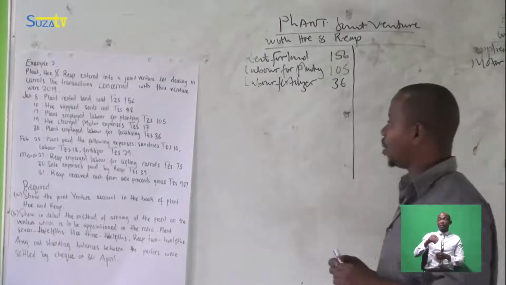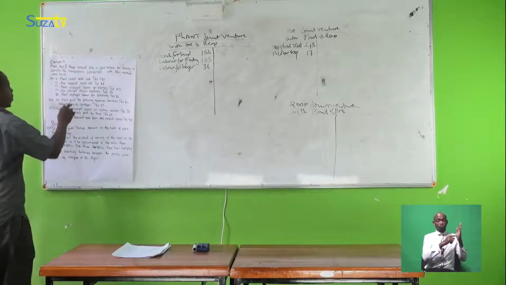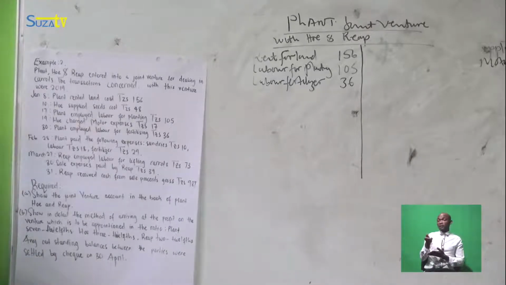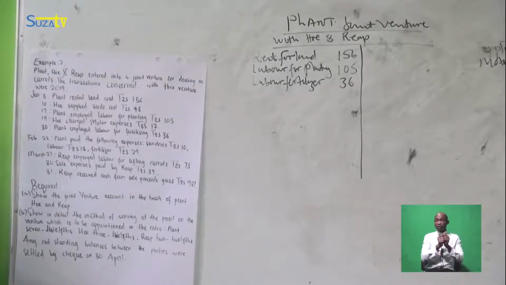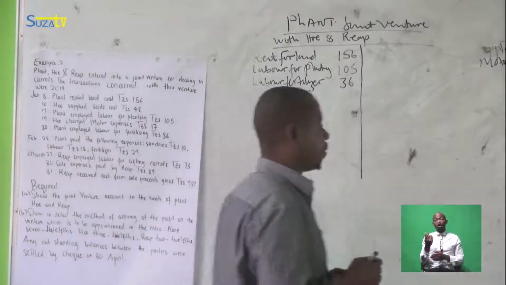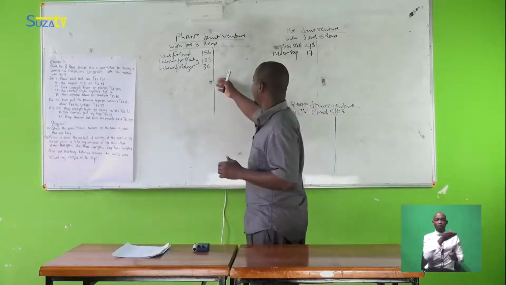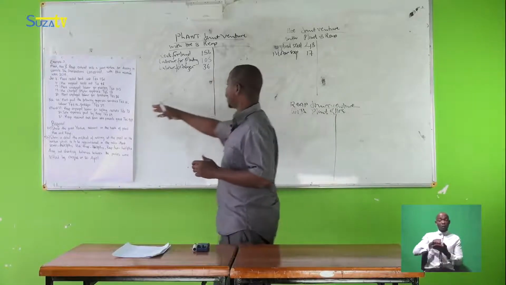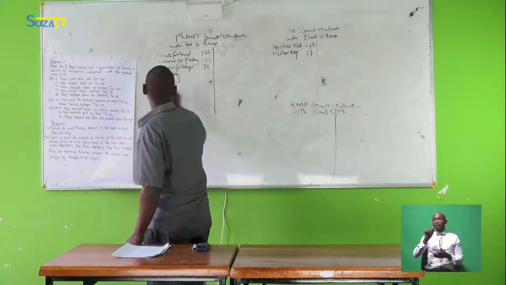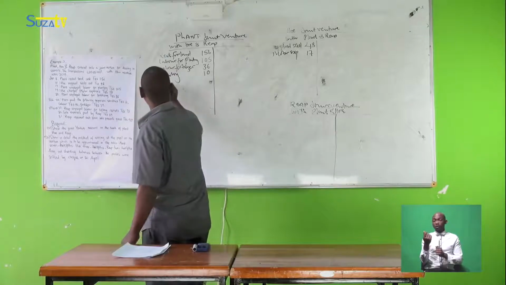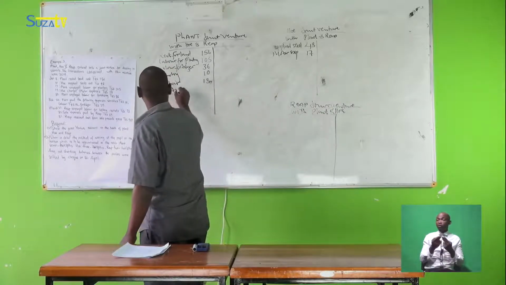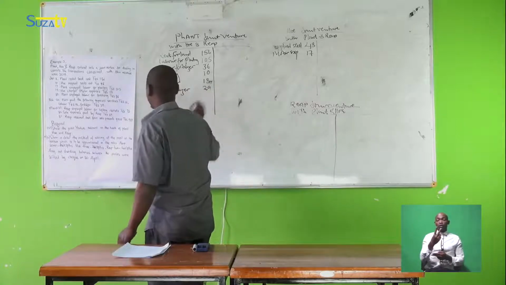Okay. On 28th, Plant paid the following expenses. Sundry expenses, 10 shillings. Labor, 18 shillings. And fertilizer, 29 shillings. Refer to the account of Plant here, and Plant pays these expenses. You record here: sundry, 10 shillings, then labor, 18 shillings, and fertilizer, 29 shillings. Okay?